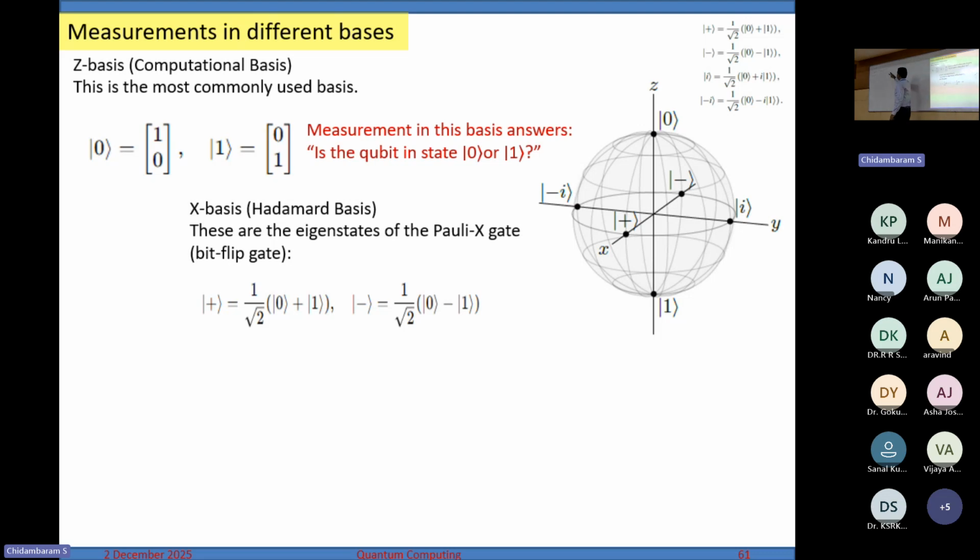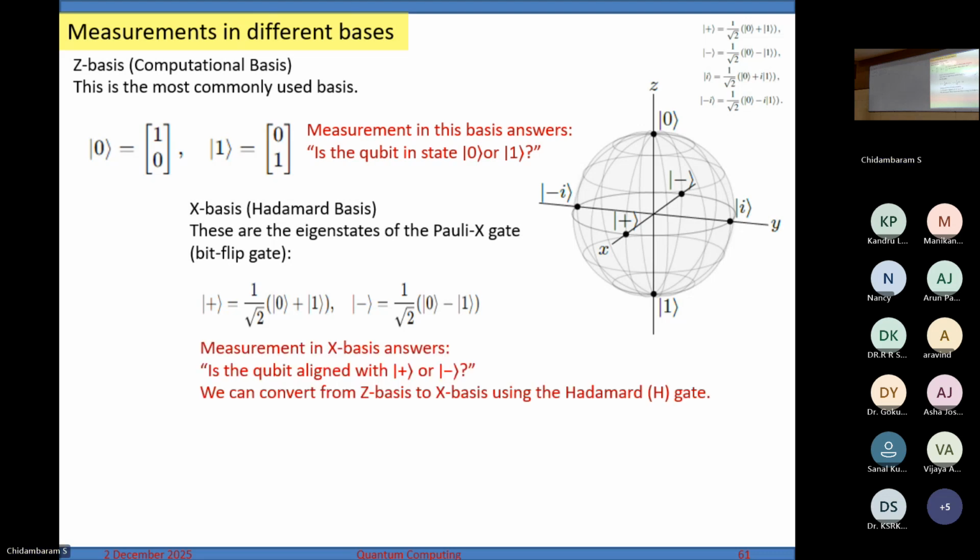I have also written here for your convenience, plus minus. What is the gate representation, which is the superposition? 1 by root 2 ket 0 plus ket 1, and 1 by root 2 ket 0 minus ket 1. Right? So this we have discussed yesterday, today also. This is your X basis. How do you get it? By applying the Hadamard gate, you can get the superposition states.